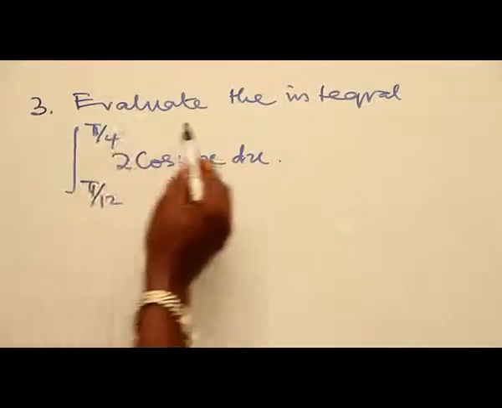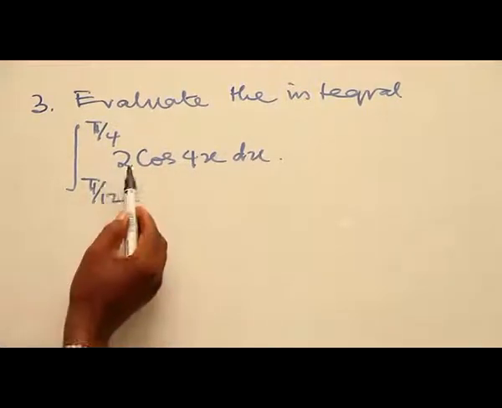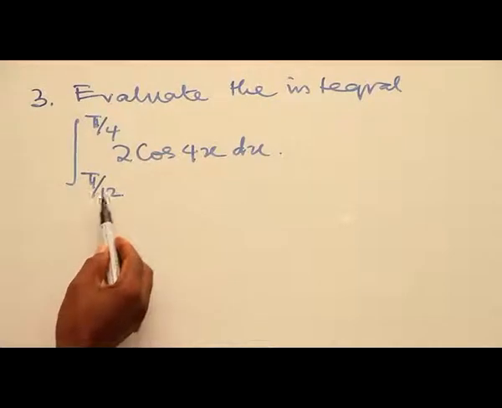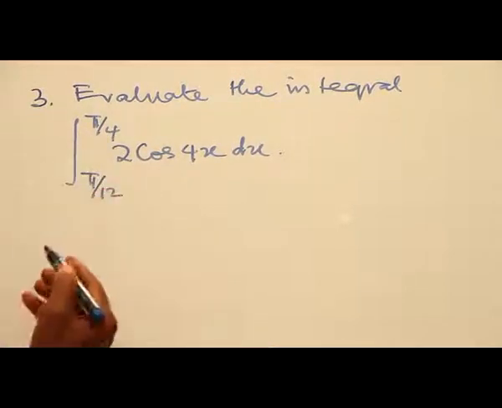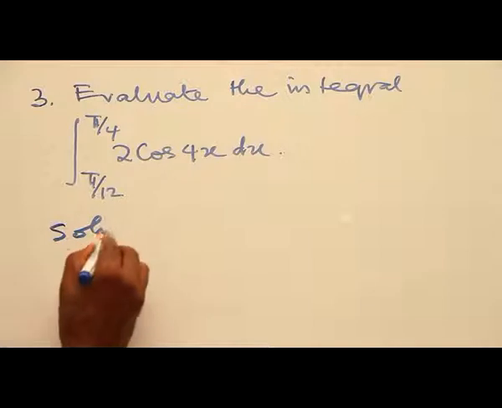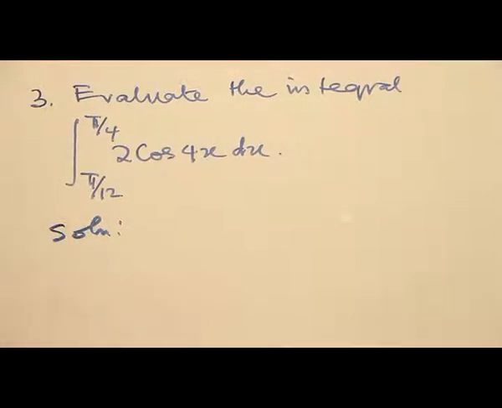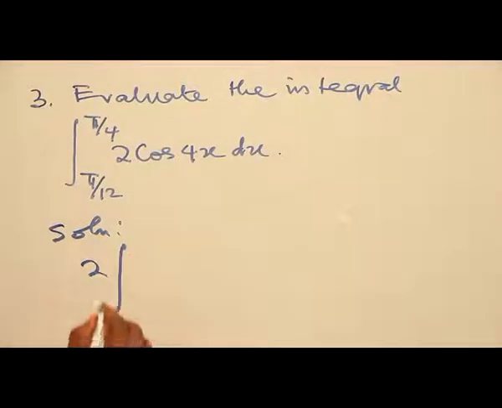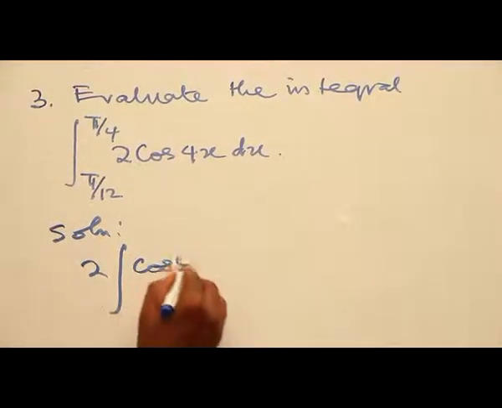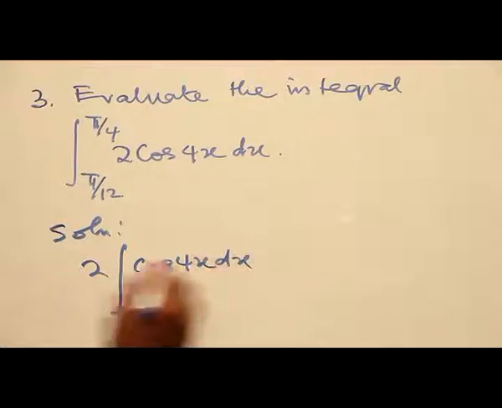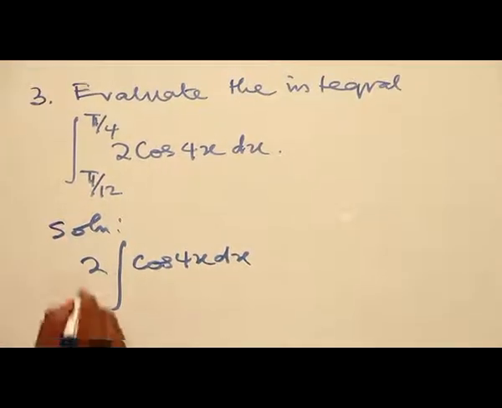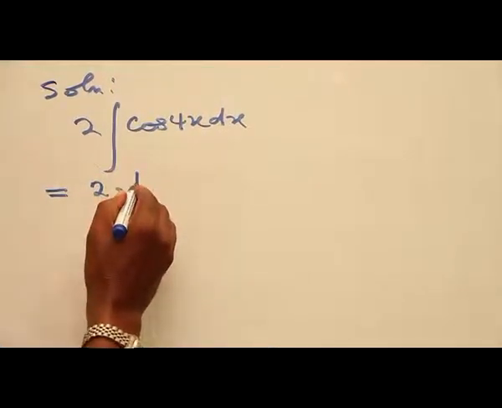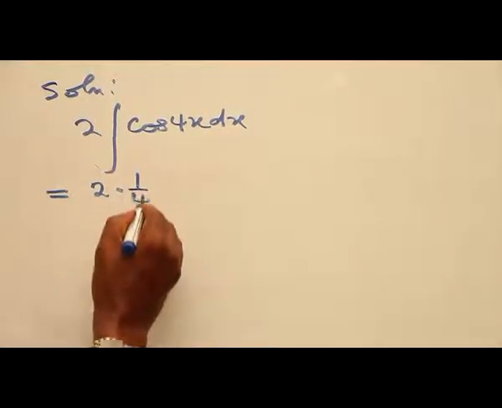Example number 3: evaluate the integral of 2 cos 4s ds from pi all over 12 to pi all over 4. Solution: we first of all integrate the function given to us. So we write 2 into cos 4s ds. If you integrate this, you have 2 multiplying 1 over 4.